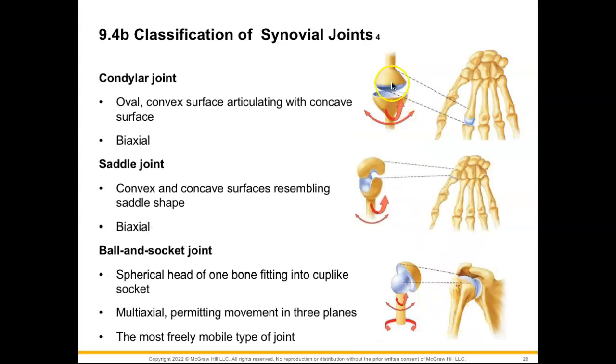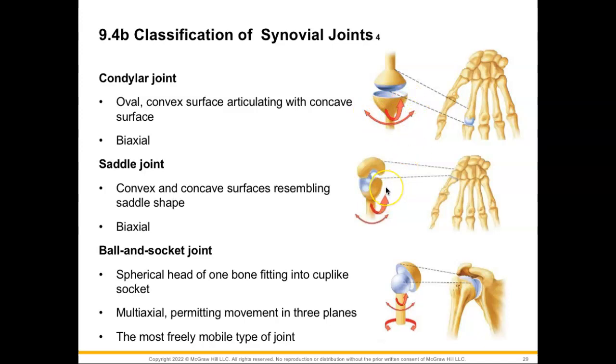Our condylar joint will have an oval convex surface that'll articulate with a concave surface. So an example of this would be at this head of the metacarpal that makes contact with our proximal phalanx. And this would be biaxial, because we would be able to flex and extend and abduct and adduct.